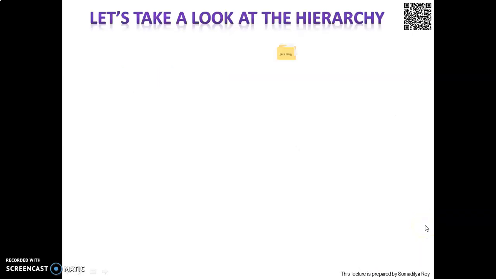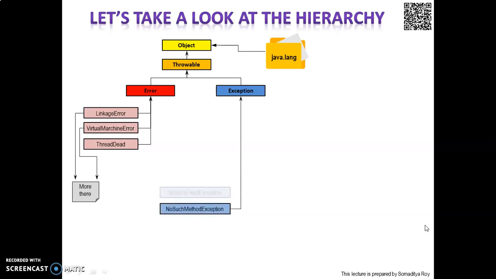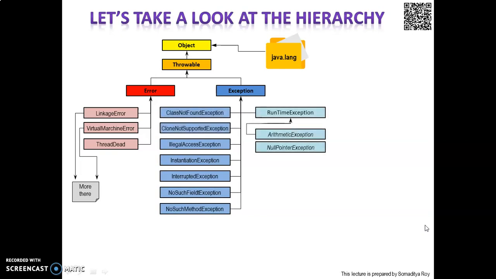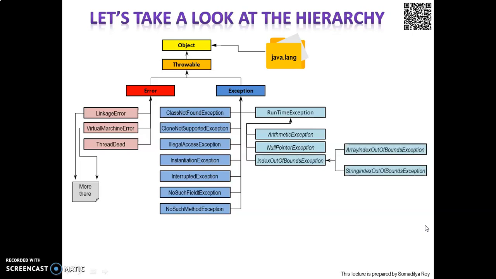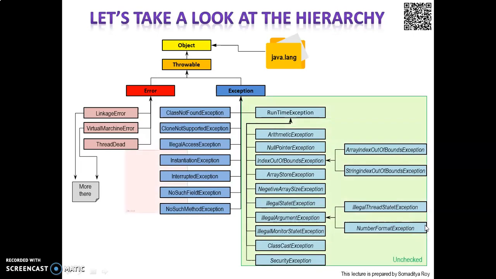So let us look at that hierarchy. We already heard about the java.lang package. All those things are there in the java.lang package, and remember the superclass is Object. Obviously it will be, because we are dealing with object-oriented programming. Now Exception and Error are the only throwable ones. That doesn't mean that all objects are throwable, but Exception and Error are throwable objects.